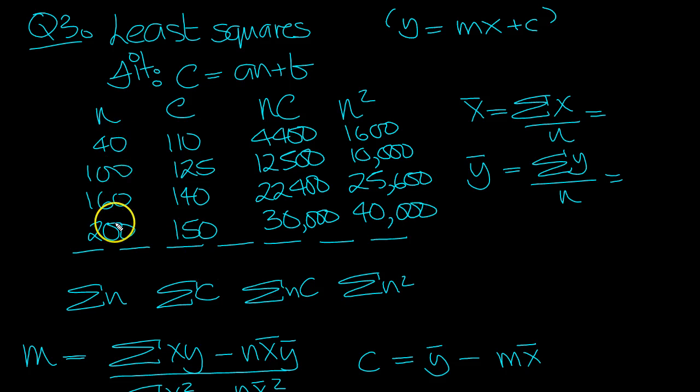Okay, let's add them up. Summation of the n: 200, 300, 500. Summation of the c: 290, 300, 400, 525. This one, 16,9.